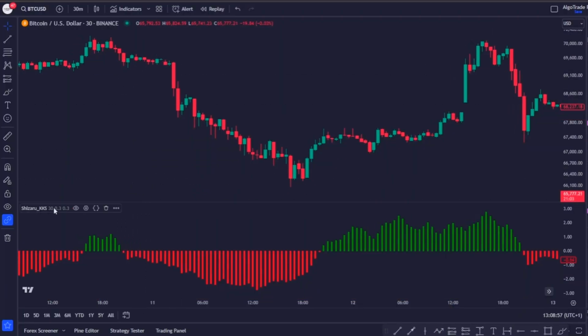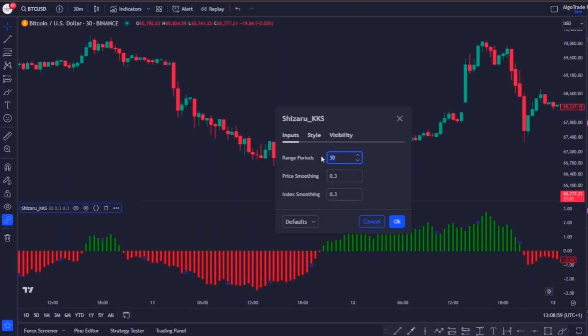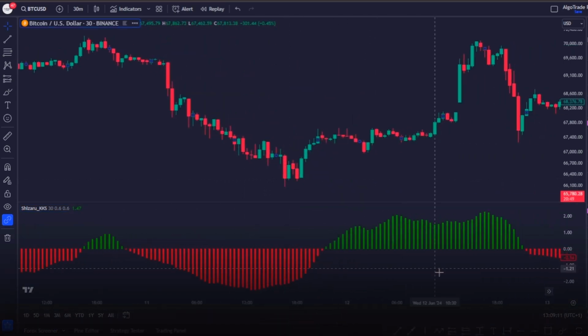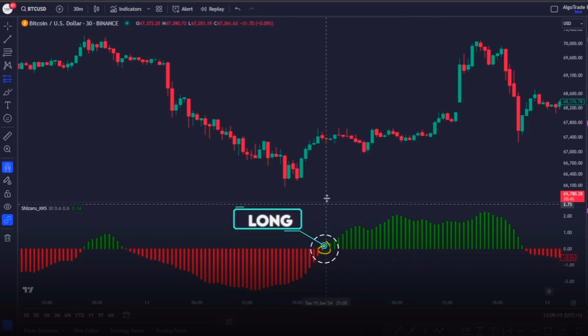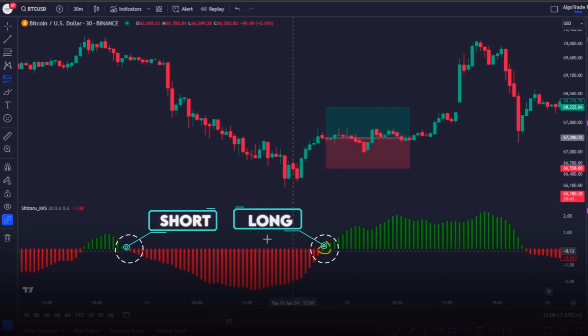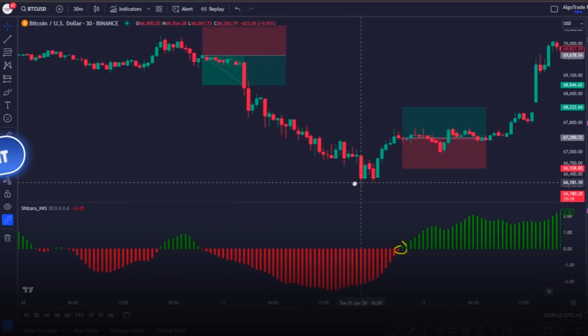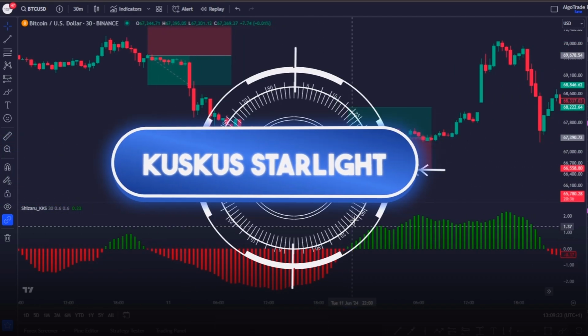By default, its settings are 30 for the range periods and 0.3 both for the price smoothing as well as the index smoothing, but I advise you to change them to 0.6, which works better. For entry points, whenever a green bar appears, we will enter a long position, and whenever a red bar appears, we will enter a short position. And by looking at some examples, this indicator appears to be very accurate.